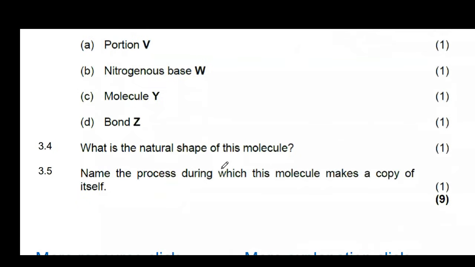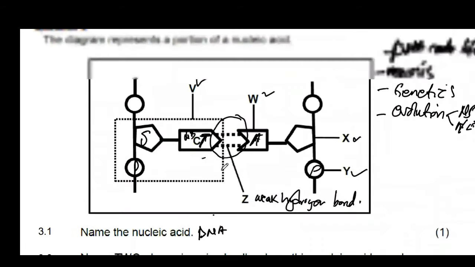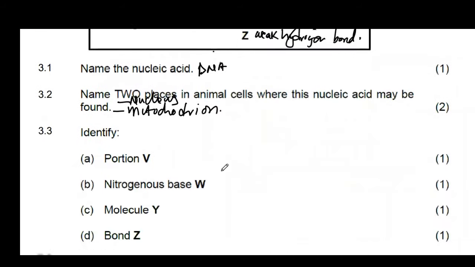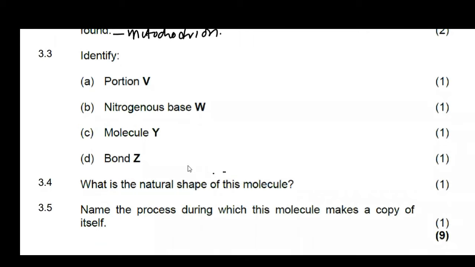Then they are saying bond Z. What is bond Z? Bond Z is weak hydrogen bonds. So I think we have seen the answer here. Weak hydrogen bond, phosphate group, nitrogenous base, we have seen it, and then portion W, which is the nucleotide. What is the natural shape? When they say natural shape, many students say helical, double helical. No, the only answer we accept in exam is double helix. Nothing else. You write something different from that, we won't give you a tick.